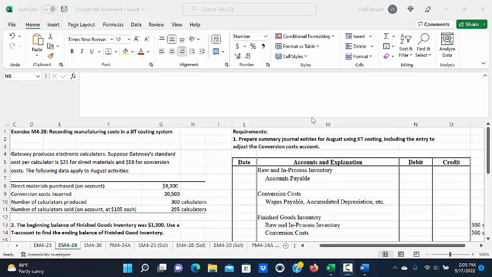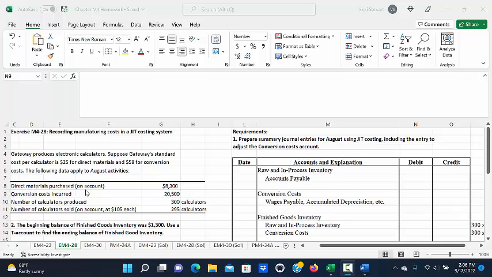This is a demonstration of exercise M428, recording manufacturing cost in a just-in-time costing system. Gateway produces electronic calculators. Suppose Gateway's standard cost per calculator is $25 for direct materials and $58 for conversion costs. The following data apply to August activities.